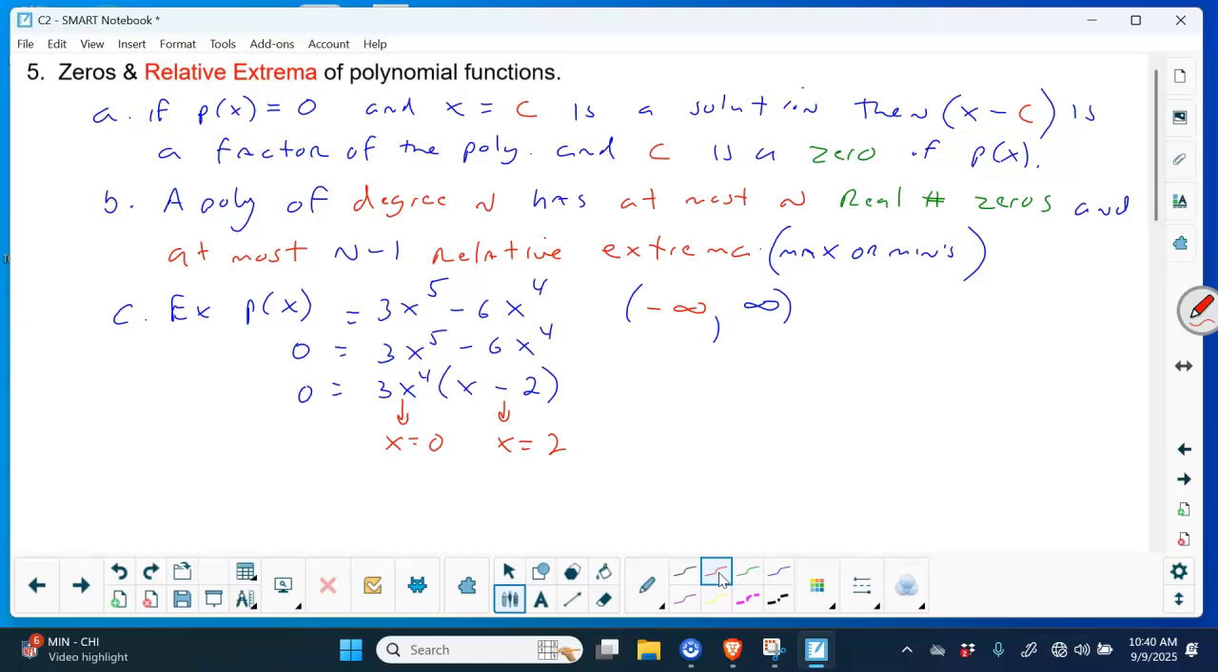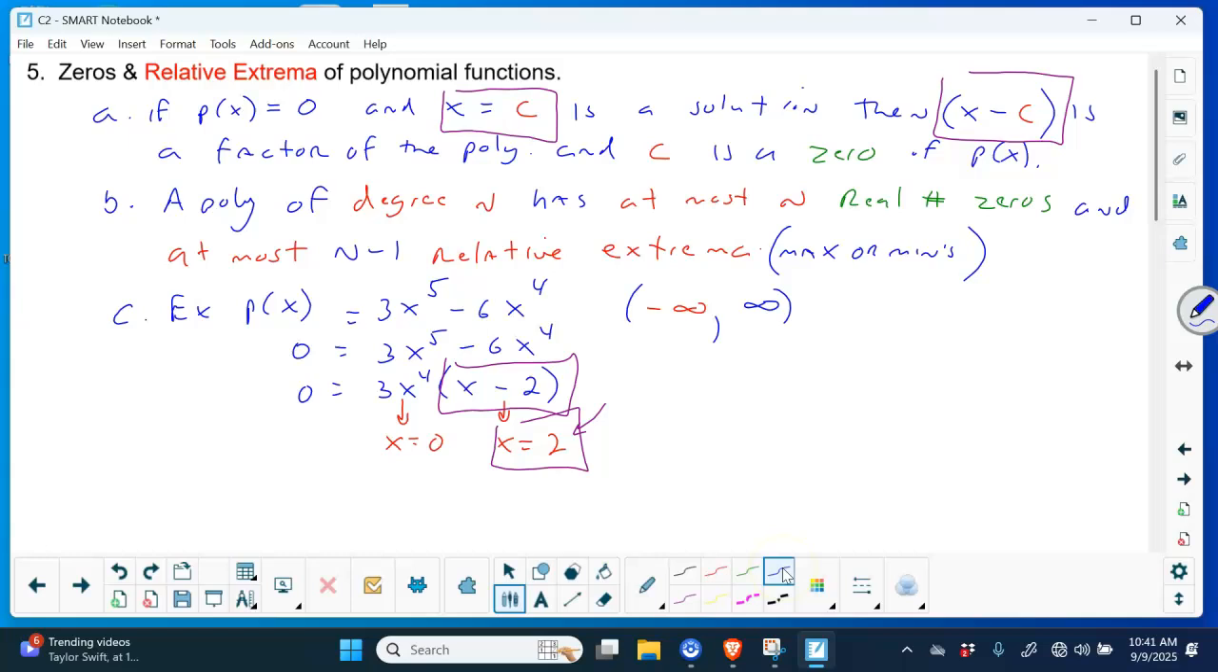Okay, let me go back to the opening line and make a connection. Do you see up here where we said x equals c? You see here where x equals 2? Then we said there must have been a factor of x minus c. See how there was a factor of x minus 2? That's all we're saying.